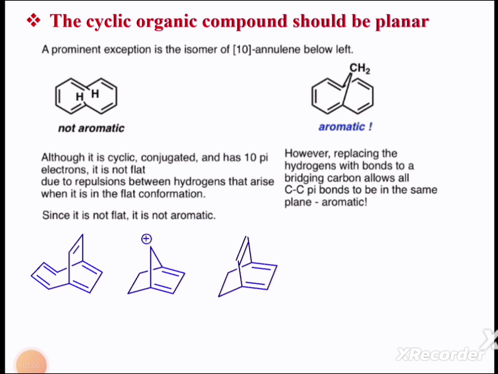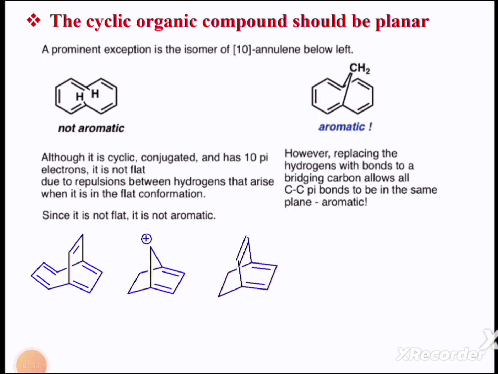However, if we replace these hydrogens and join the two carbons by a bond with a bridging carbon, it allows the molecule to lie on the plane. So it will be an aromatic compound. On the bottom of the slide, these are some compounds which are not present on the plane. So these cannot be aromatic in nature.